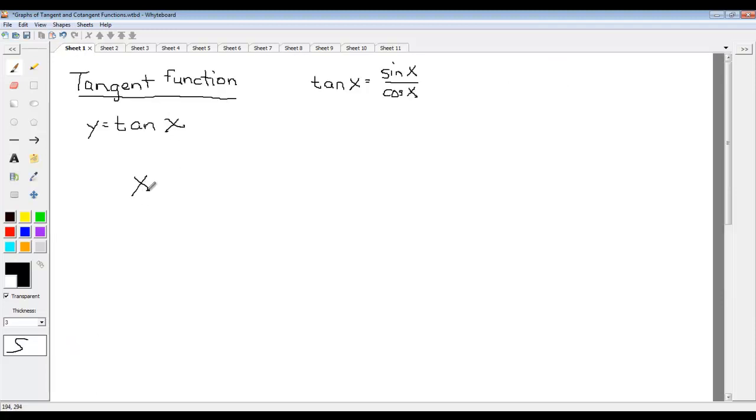Alright, let's do a little XY table. Talk about that. For tangent. Like at negative pi over 2, you're undefined. So you get a vertical asymptote.